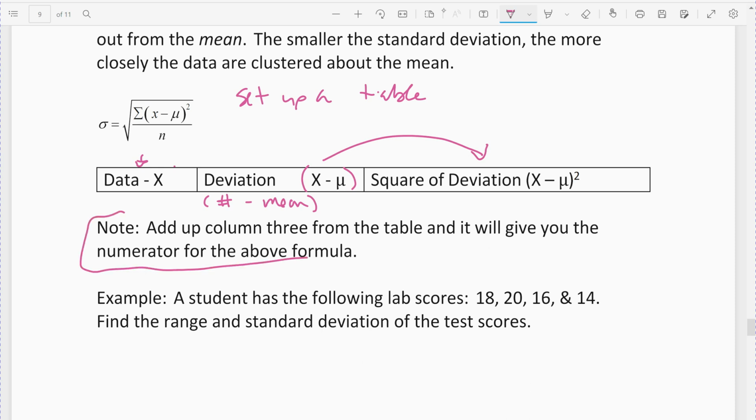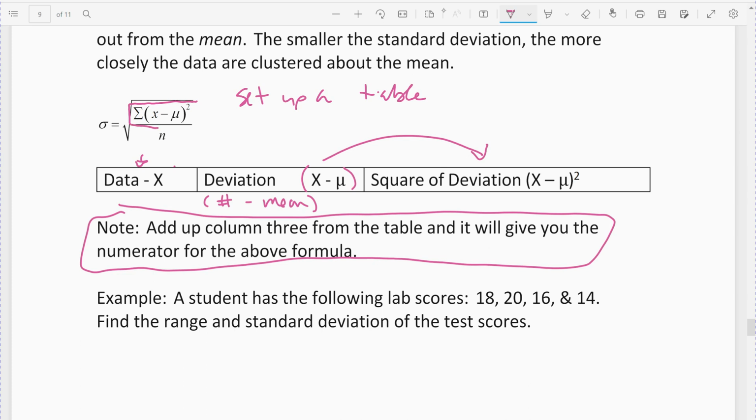When you add up the square deviations, that's this part of the formula. That's the sum of the deviations squared. When I add up every number in that last column, and we'll do examples of this, that's my sum of the square deviations. And so that's that piece of the formula that we're breaking down.